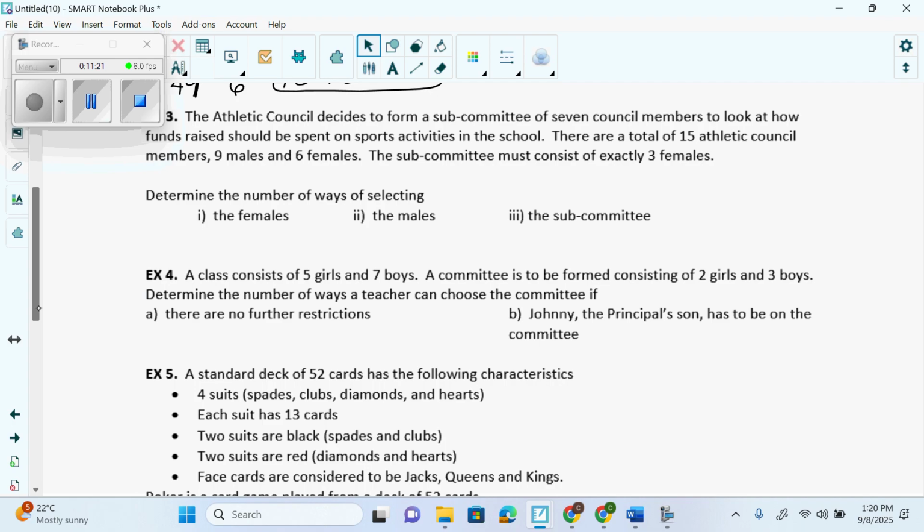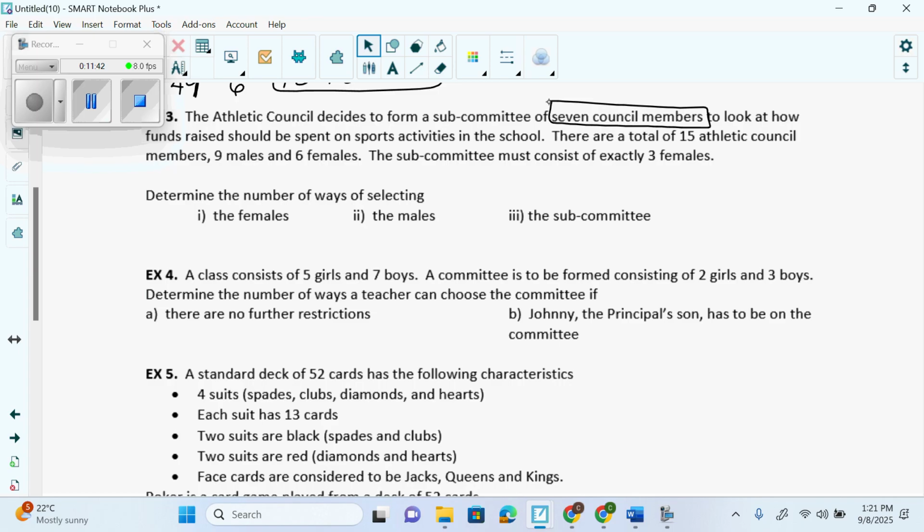So here we have the athletic council decides to form a subcommittee of 7 council members. So I need to have 7 people on this. Then I always have to say, do these 7 council members have anything different or special? So if they have jobs, then it would be a permutation. If they have nothing special, it's a combination. Order doesn't matter. So let's keep reading.